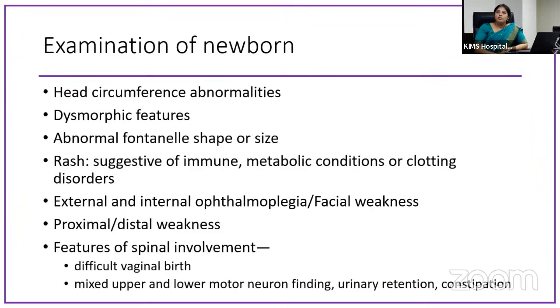So coming to examination of the newborn, a detailed examination of the newborn becomes very, very important. We should look at head circumference abnormalities, any dysmorphism, the shape of the fontanelle, whether it is abnormal in shape or size, and whether it is pulsatile or not. Any rashes which may be suggestive of immune metabolic conditions or clotting disorders, presence of any external or internal ophthalmoplegia, facial weakness, which can point towards neuromuscular or muscular disorders, proximal or distal weakness, and we should look for features of spinal involvement, which may be secondary to a difficult vaginal birth. And many times these kids may have mixed upper and lower motor neuron findings, bladder retention, and constipation.